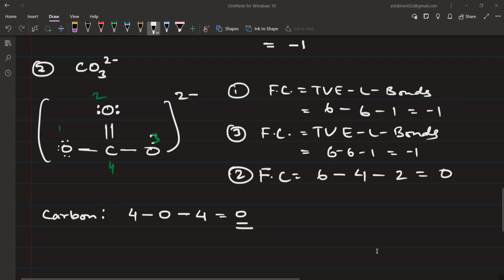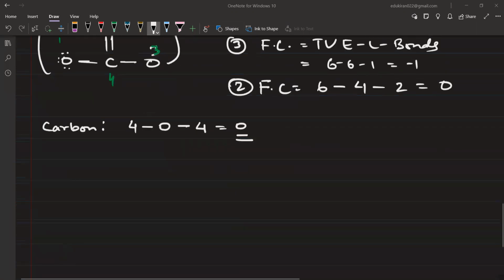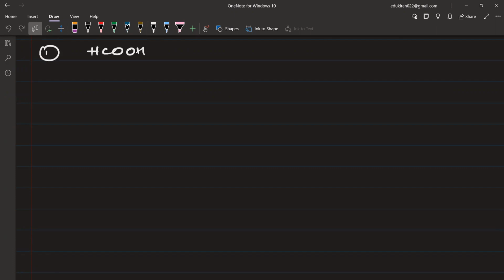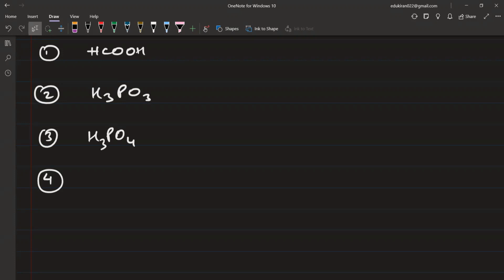Now see, there are a few Lewis dot structures where, if you don't know the skeleton, then you will not be able to make the structure. Okay, for example I'm giving you a few: HCOOH, or HCOH, H3PO3, H3PO4, H2SO4. Okay, so these are some of the examples where you should know what the skeleton is.